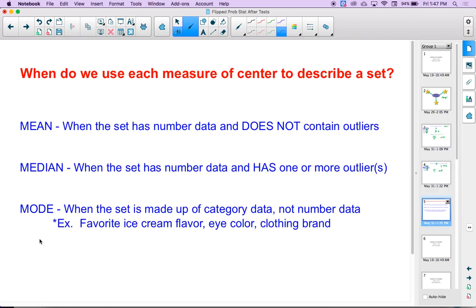And then we have the mode. The mode is really only used when the data is called categorical data. It's not number data. It's data like ice cream flavors, eye colors, or clothing brand. And modes are pretty much most useful in telling us what's most popular. All right, so review these, study these, and if you have any questions, ask them tomorrow in class.